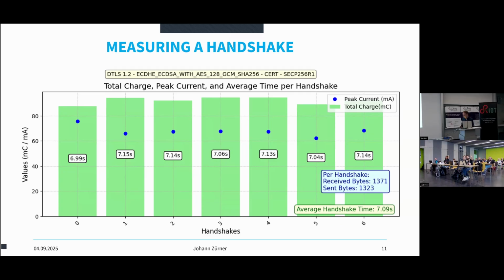But on the Y axis you have values in millicoulombs per milliampere. I don't understand where these values are. Well, the green is the millicoulomb and the blue is the milliamp. Sure, but where is the ratio? This is the blue one on the left. That's a little under 80 milliamp maximum peak current during a handshake. And the green 80-something is the 80 millicoulomb electric charge used in total for a handshake.